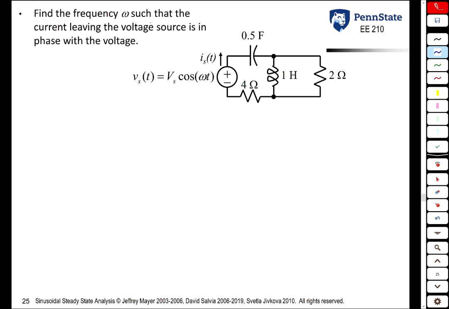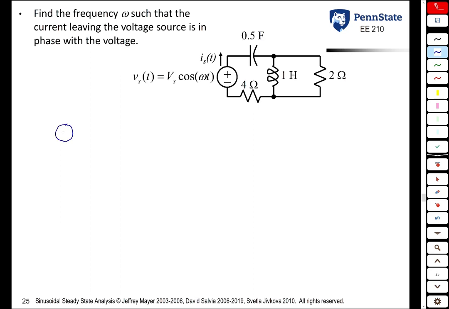In today's video lecture, we are going to continue with the concepts of phasors and impedances in solving sinusoidal steady state problems. Let's start with this problem here. The circuit is the same circuit we saw in a previous example with a capacitor, an inductor, and a couple resistors. But in this question, we're asked to determine the frequency omega at which the current leaving the voltage source is in phase with the voltage.